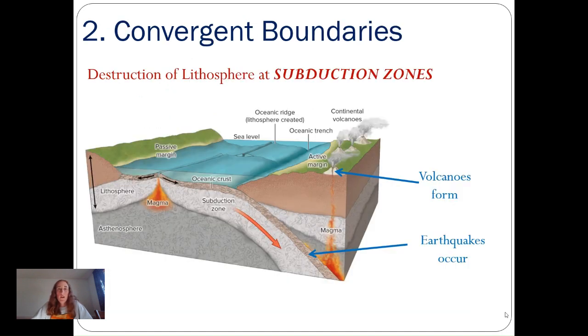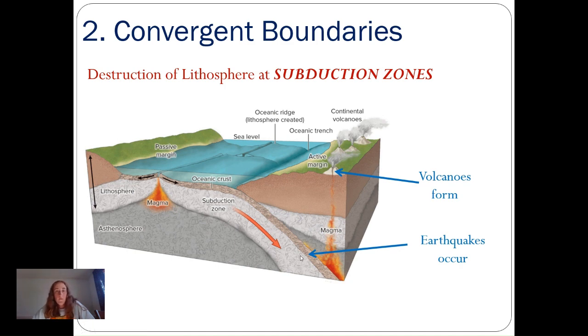Convergent boundaries involve the destruction of lithosphere at a subduction zone, which is a trench. So subduction zone is just another word that we use for a trench. Basically, if you have two tectonic plates moving towards each other, a subduction zone is where one plate goes underneath the other one. So you have a trench here. You have two plates that are colliding. And this area here is what we call a subduction zone. This is where one tectonic plate is going underneath another tectonic plate.